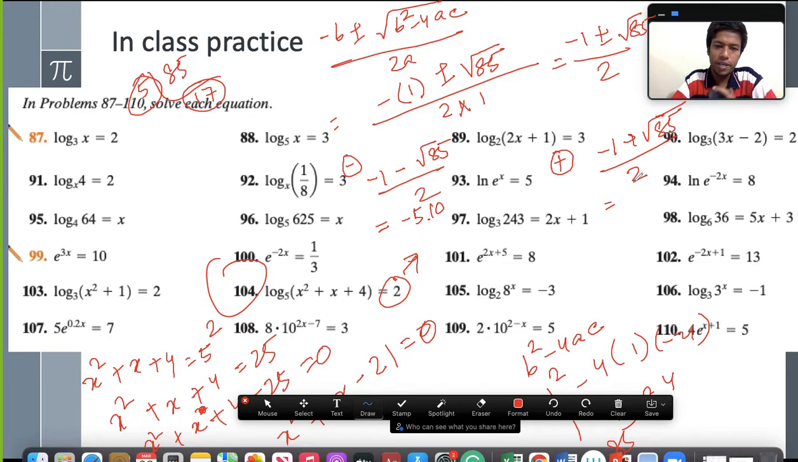Now let's see, if we put it here, is it positive or negative? This is x squared plus x plus 4. Calculating with minus 5.1, I think this will work. Minus 5.1, yeah, both of them work. Both of them work, so both of them are correct.